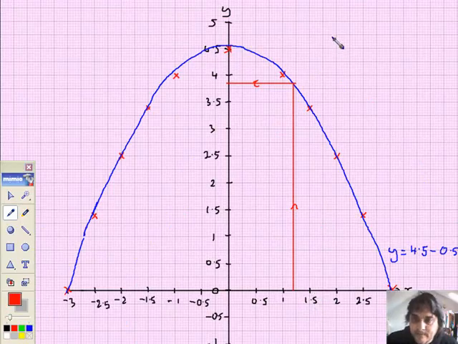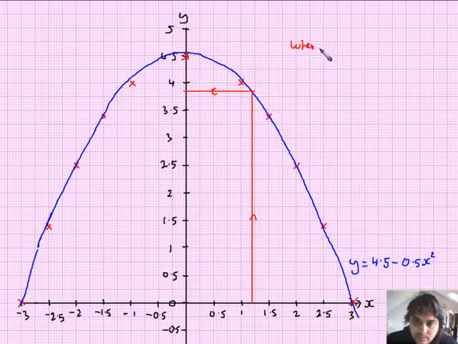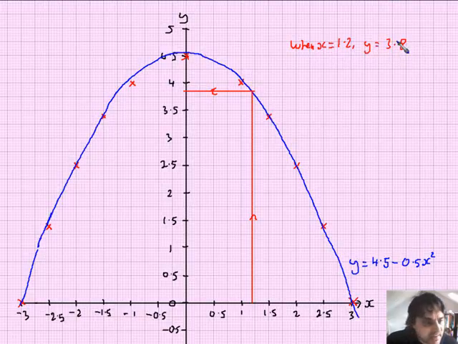So I'm going to say when x equals, what was it? 1.2, y equals 3.8. So rough check on that one. Yeah, they make it 3.8 as well. So again, my curve was okay, it sort of worked.